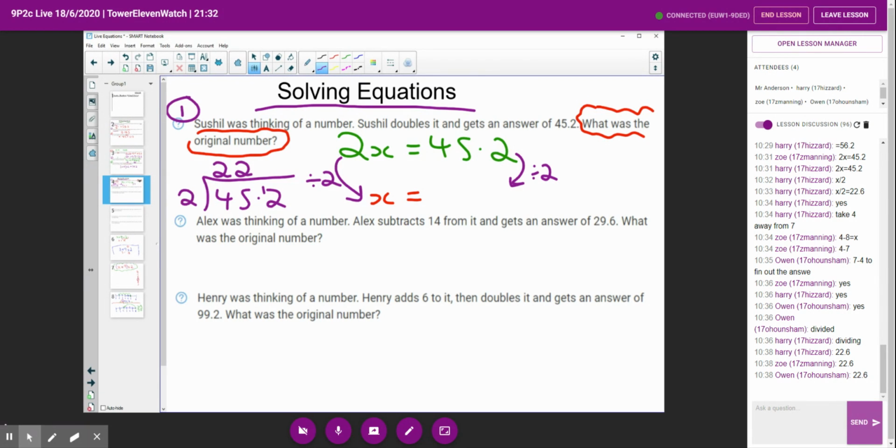Well done, Owen, getting the right answer as well. Decimal point stays in place. Again, that never moves. And then 2's into 12, 6 times. 2 times 6 is 12. Okay, so 22.6. So guys, well done. We're just using what we know, using what we've done, but now we're just applying this idea of solving equations, just doing the opposite. Okay?